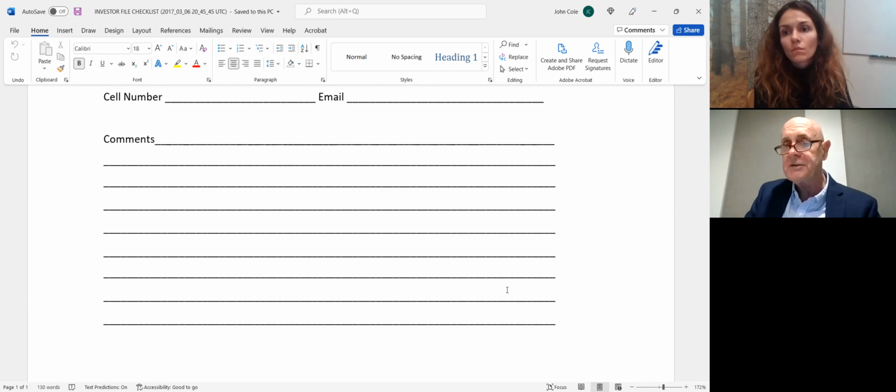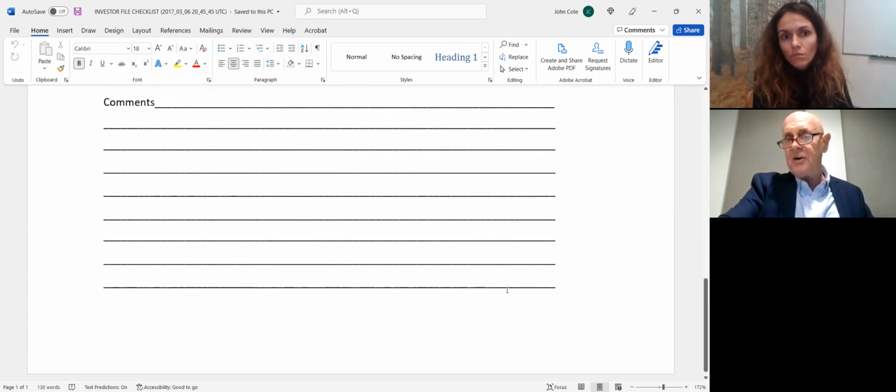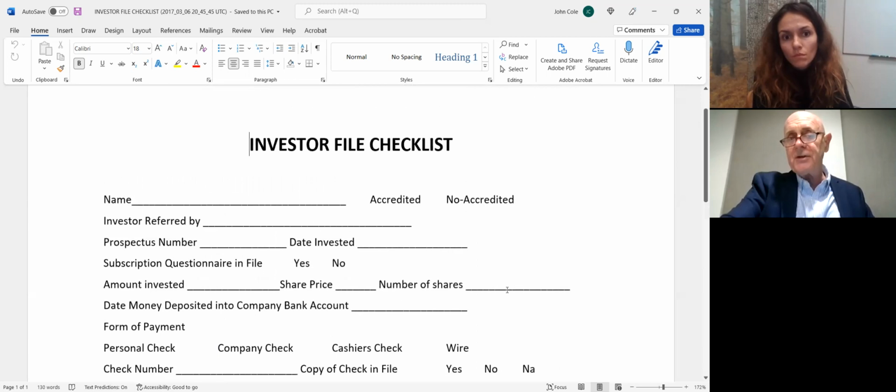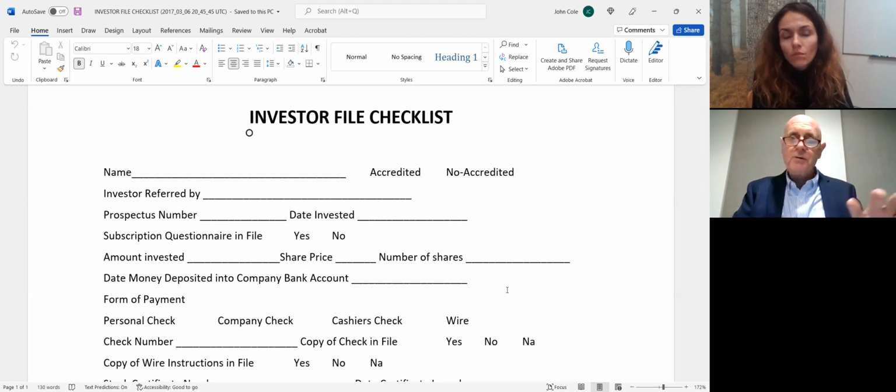So you have those footnotes. And then if you send out a shareholder communication or an update on the company, or you called them and provided information, you write it in there. And this is just a phone log and a communication log, whether it's emails or phones. So this form goes in the investor file with the subscription document that we just went over, along with a copy of their check or their wire instructions. And that's the whole file. You've now built the physical investor file.